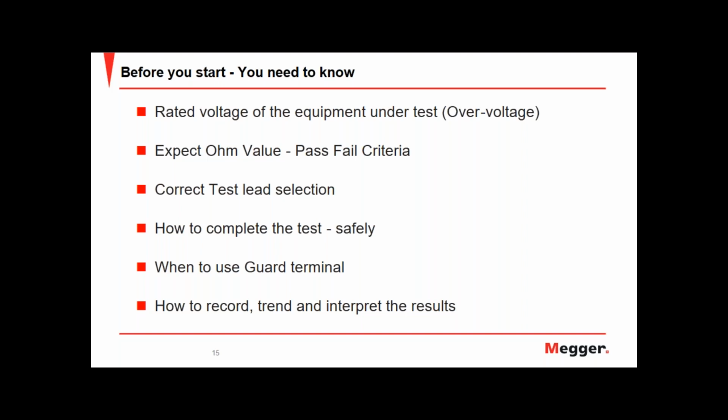So operating safely at all times. We also need to know when to use the guard terminal. If there's surface leakage, if it's an asset which has a large surface area and is exposed to the atmosphere, it's likely to have some surface leakage, and therefore the use of the guard terminal would come into play. And of course, then we need to make sure that we're operating the same way that the previous test was done. So we need to know how to record, trend, and interpret these results.